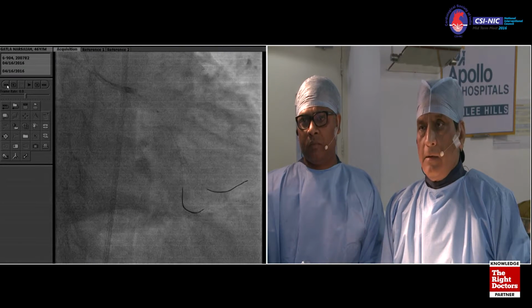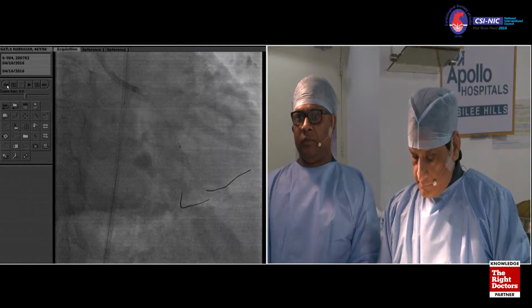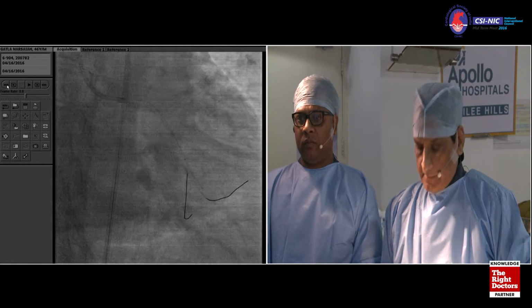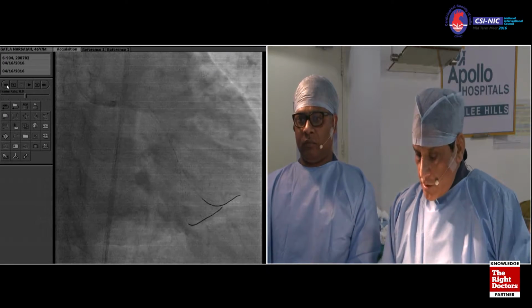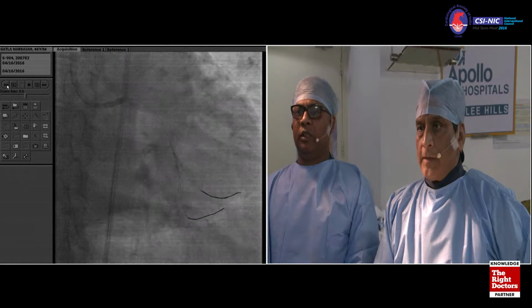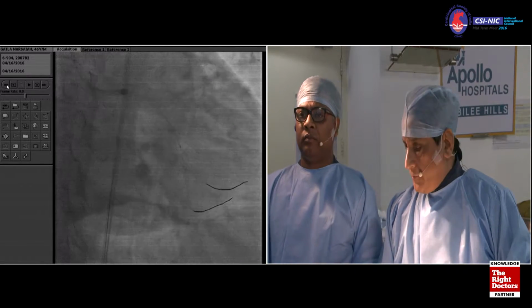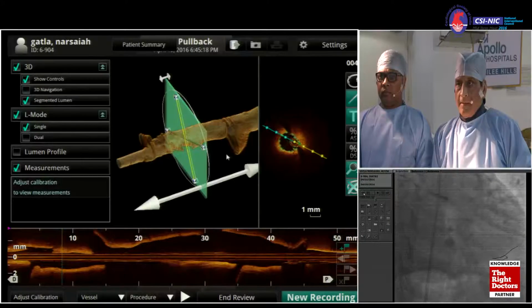That with the side port? Yeah. Okay, cross. So do you change to a small balloon? To the small balloon. This is now a new 1.5. What balloon is this? Sprinter. It's a 1.5 Sprinter. How many millimeters in length? 10. 10. You should be able to cross with this balloon.